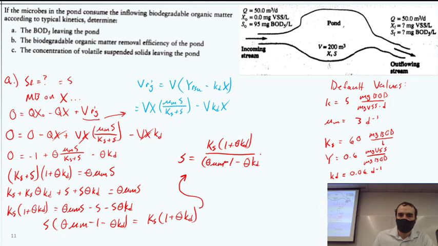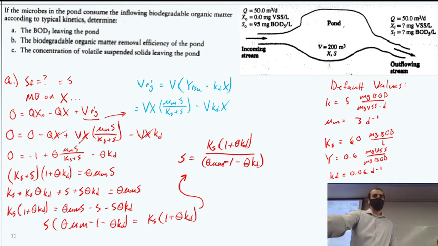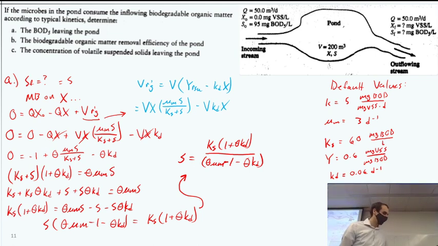Now this is the substrate in a CSTR at steady state with zero influent bacteria. So for those systems, you could memorize and use this equation, simplified out.